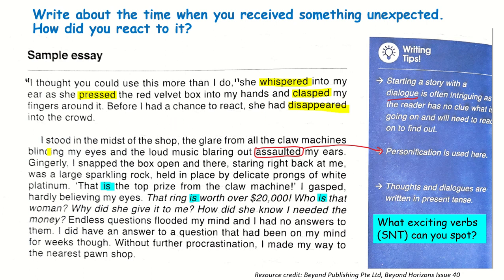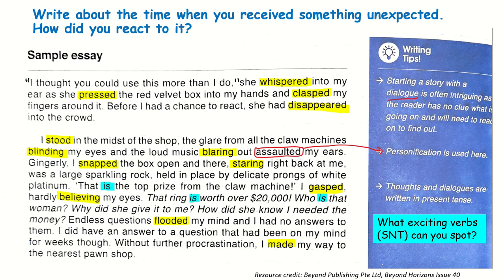Stood. Continuing. Blinding my eyes, loud music blaring out. I snapped the box open, staring right back at me. I gasped. Hardly believing my eyes, endless questions flooded my mind. And I made my way.